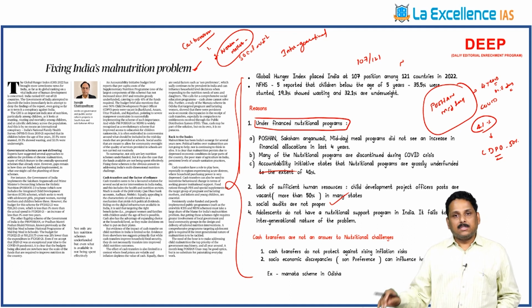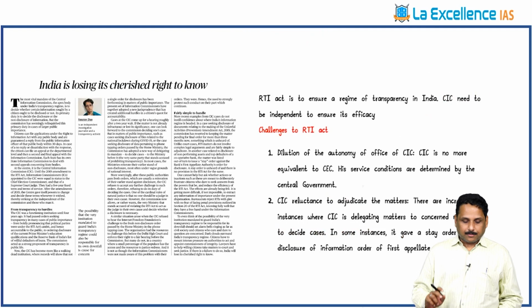The best solution is to improve the allocations, increase the in-kind transfers, and ensure proper monitoring of nourishment and nutrition. These are the steps we need to take into consideration.